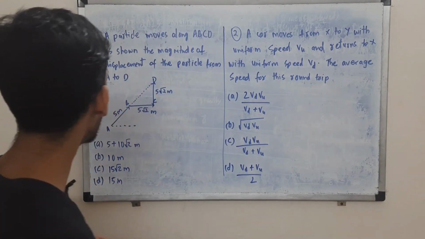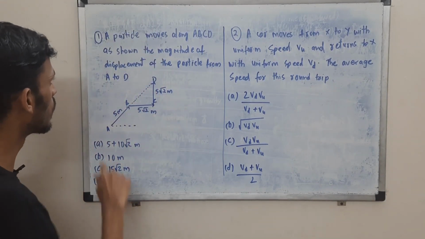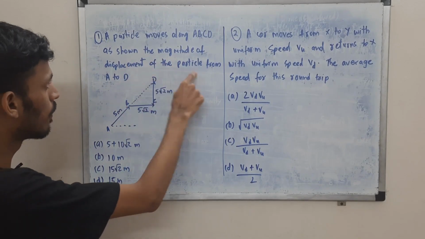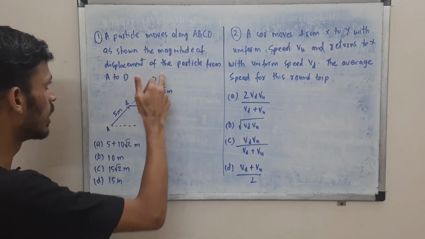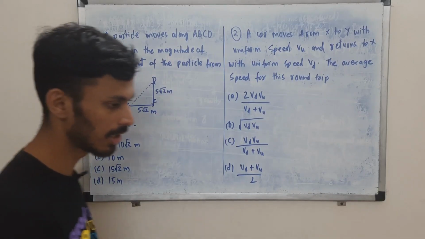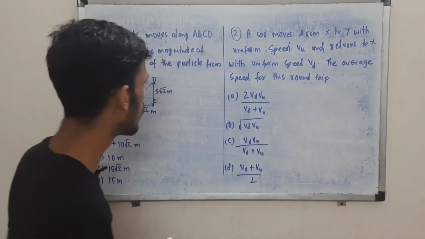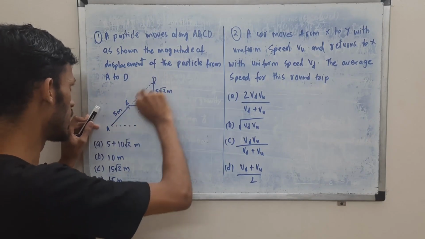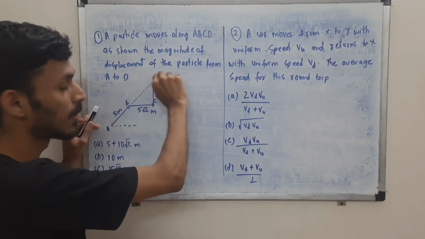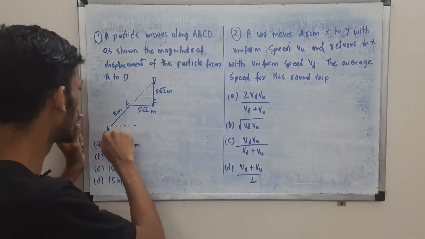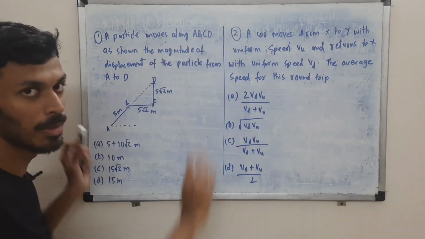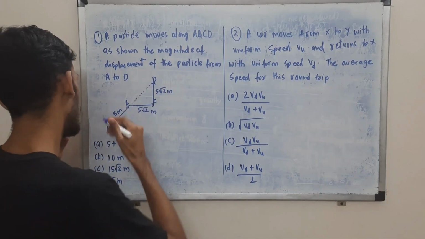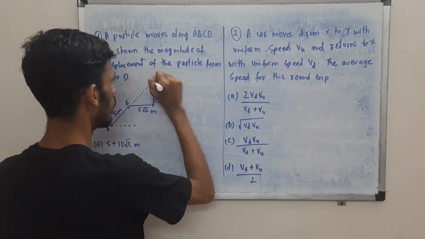Here in question 1, a particle moves along A, B, C, D. You are supposed to tell what is the magnitude of the displacement of the particle from A to D. Okay, magnitude of the displacement. Displacement is the shortest distance between the 2 points, right? So you connect A and D. So this is the distance over here. Okay, this is the displacement. If they had asked you for the distance, you'd have to go along the path, right? Here they have asked you for displacement. So it is the shortest path that connects point A and D.